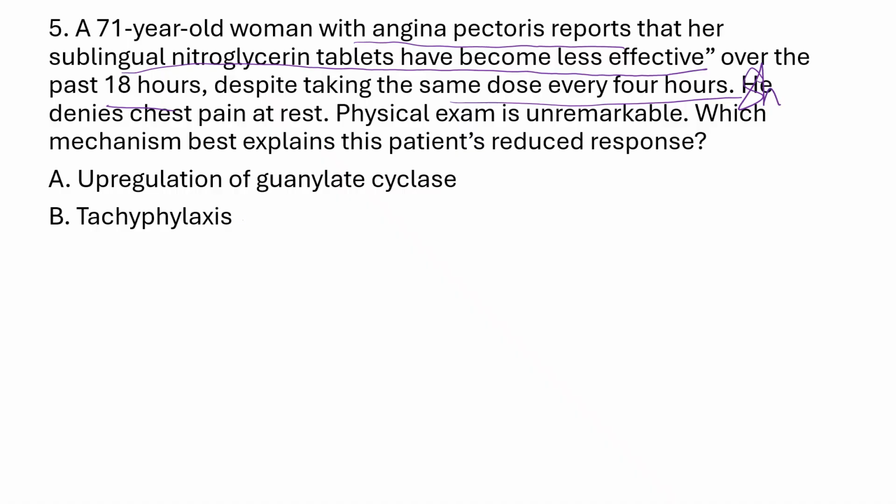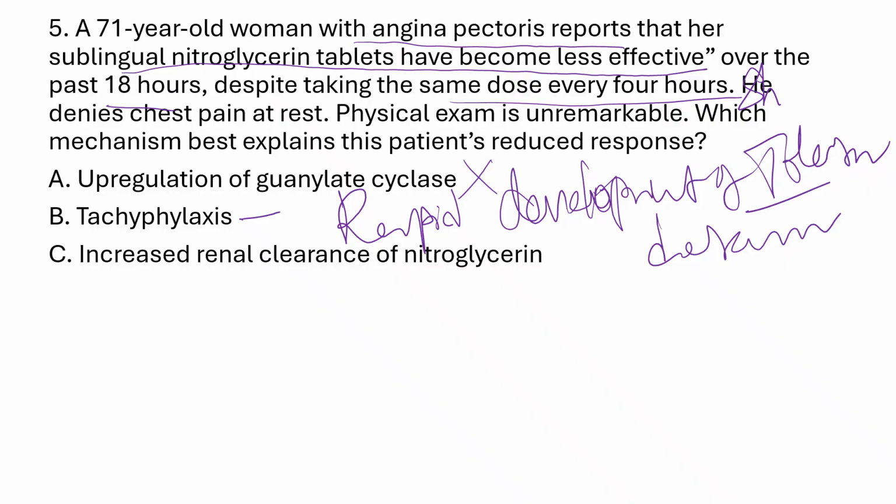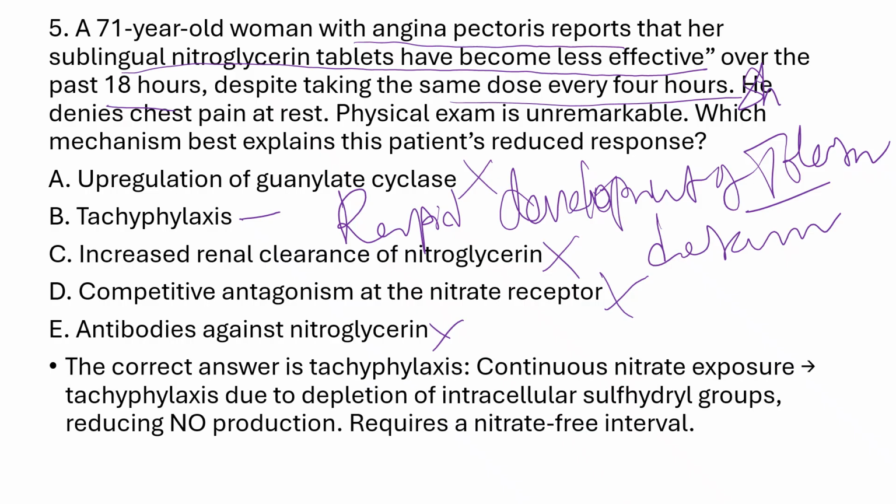tachyphylaxis, right? So tachyphylaxis means rapid development of tolerance, okay, or desensitization, okay. So that is tachyphylaxis. And upregulation, no, it is not upregulation of guanylyl cyclase. Increased renal clearance, that is nothing to do with this. And competitive antagonism, there is no antagonism. So the nitrate is an agonist activator. There are no antibodies against nitroglycerin. All right. So this is the tachyphylaxis.